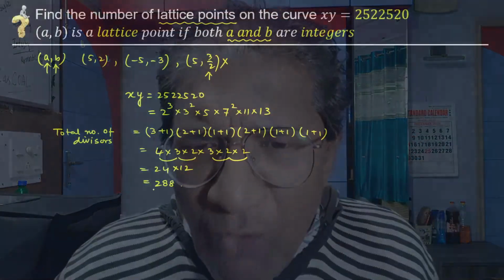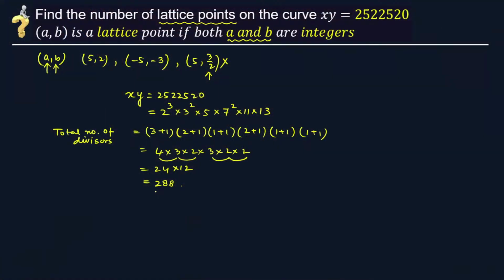That is why I always say don't try to remember the formula. Before remembering the formula, you must understand the logic behind it. Otherwise, every time you will mess up the problem. Okay, so in this case, if you divide it by 2, you are going to get the wrong answer. Yes or no? Have you understood why? Therefore, the total number of lattice points will be 288. No, there is another point.